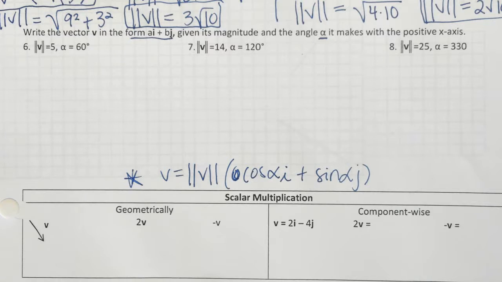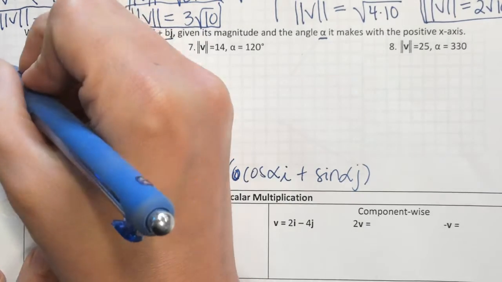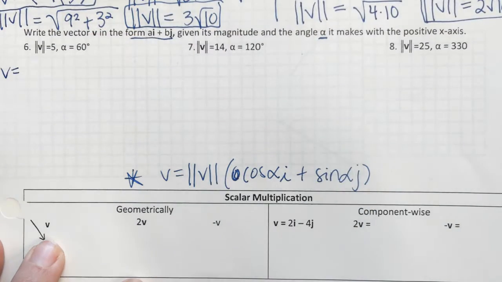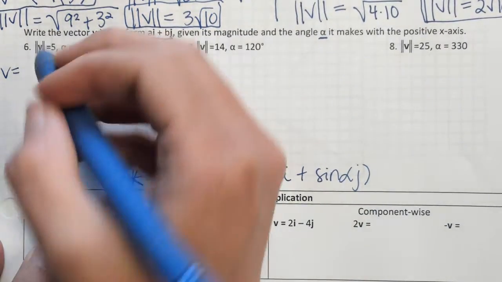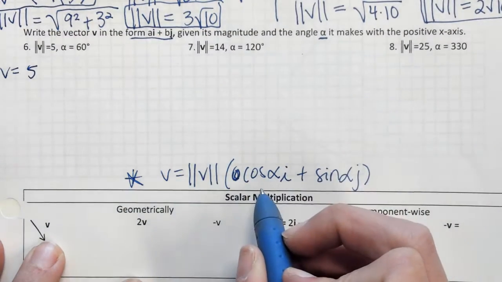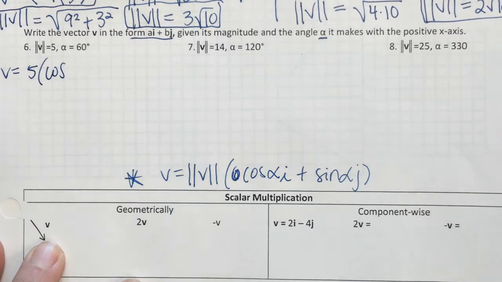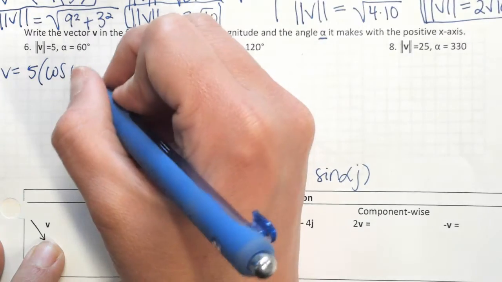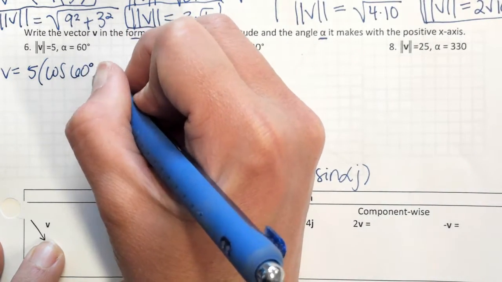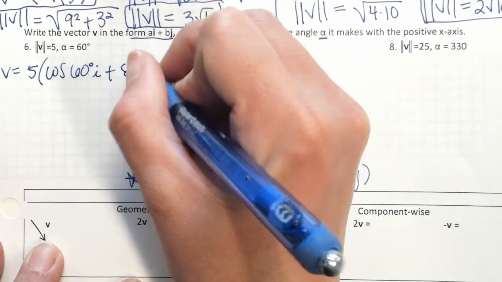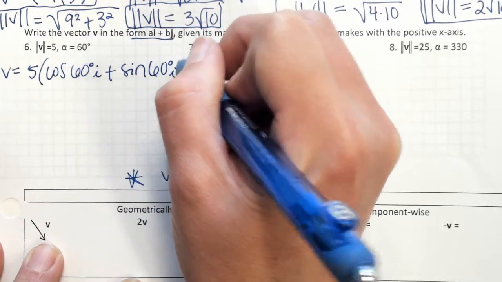Alright, so now we're going to use the formula. Do we have the magnitude for number 6? Yes, the magnitude is what? 5. Magnitude is 5. So I'm just plugging it into this formula. Parentheses, cosine of the angle, which is what is our angle? 60 degrees, and I'm going to put i beside it, plus sine of 60 degrees, j.